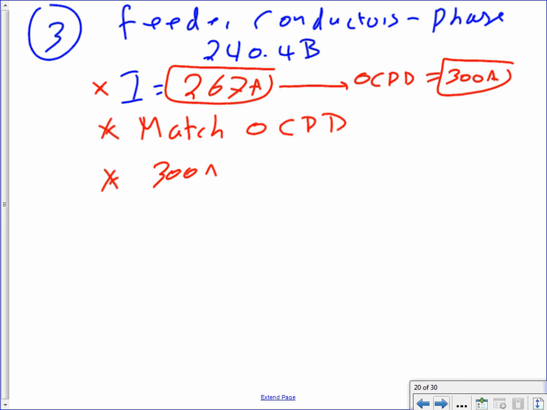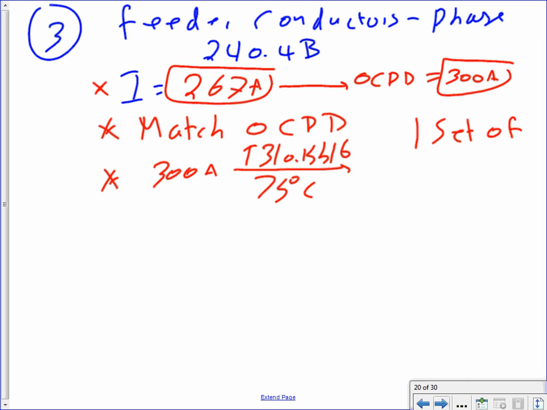I have 300 amp. Take it to table 310.15(B)(16) under the 75 degree column. That will get you the following, ladies and gentlemen: one set of 3 conductors, because it's 3 phase. Each one of them is 350 kcmil. Most likely it will be THHN.